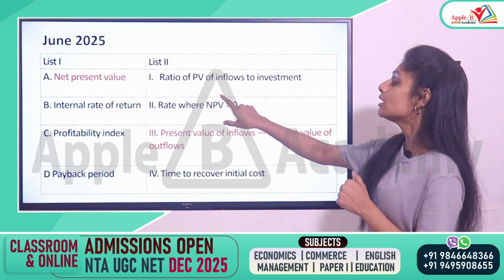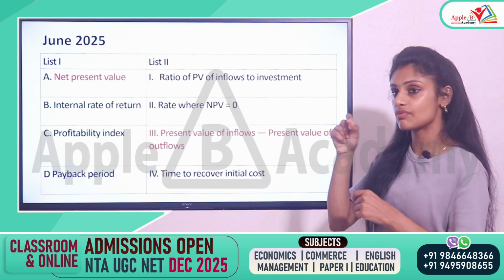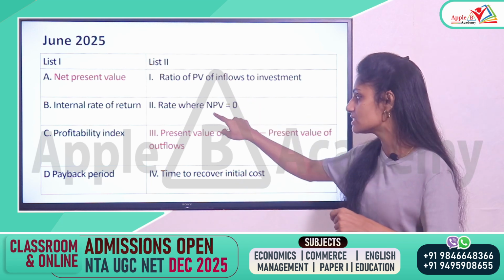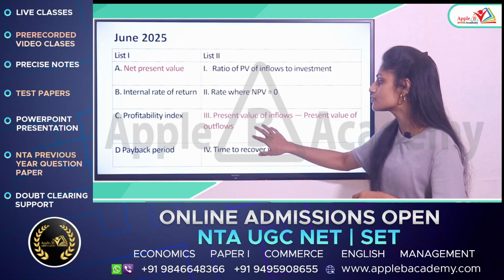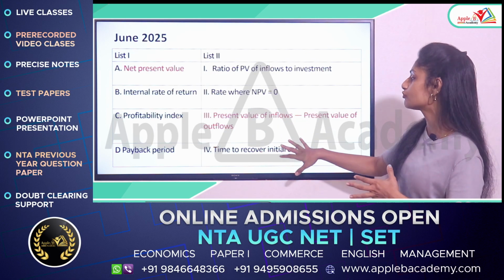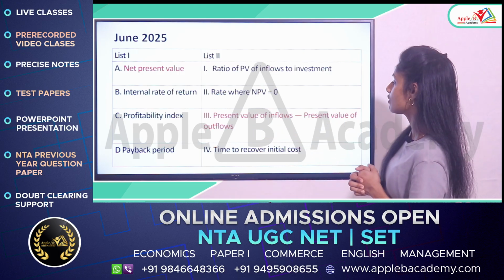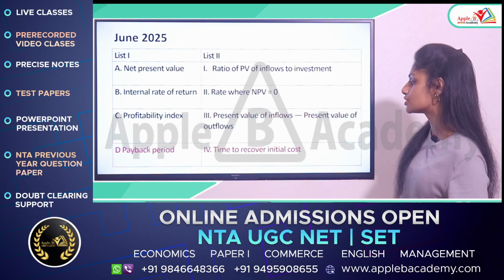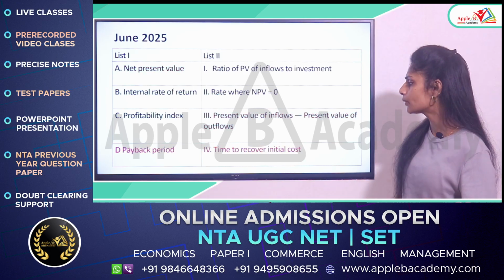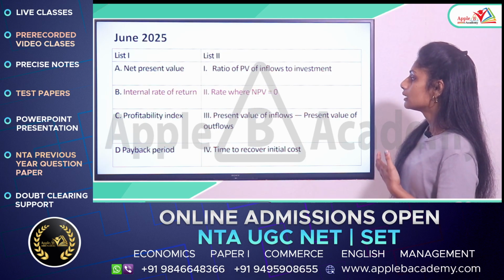That's why we said that IRR is the rate at which inflows and outflows are equal. As we already said, IRR is the rate at which NPV is 0. When will NPV be 0? When you take this difference, inflows and outflows will be equal. Inflow 50,000, outflow 50,000, so 50,000 minus 50,000 is 0. So we are taking the difference between present value of inflow and outflow. And finally, time to recover initial cost. That is something related to payback period. Anyway, we identified C1, B2, A3 and D4.